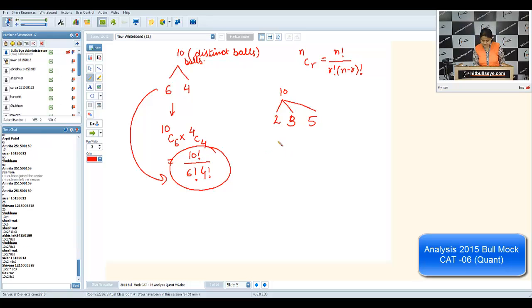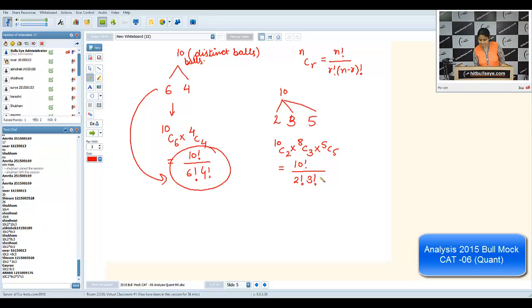Yes, of course. So it will be 10C2. Out of these 10, you are selecting any 2 and you are making a group of that. You are left with 8 balls. You are selecting any 3 and you are left with 5C5, and we want to choose 5 out of them. So if we take this, it will be this thing. So what should be the answer of this? It will be this. Now, I'm taking one more example.